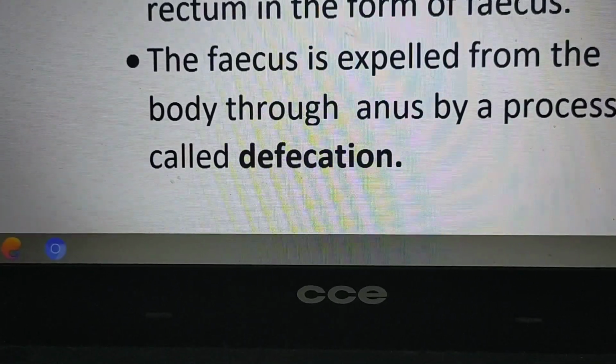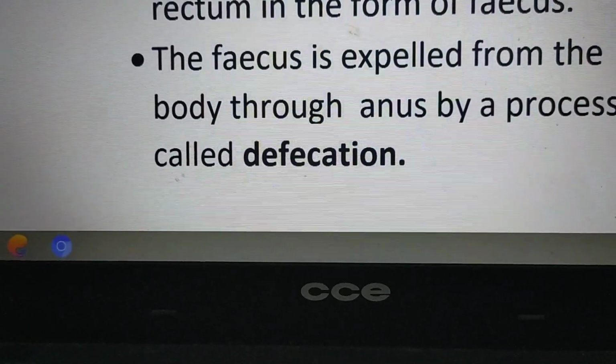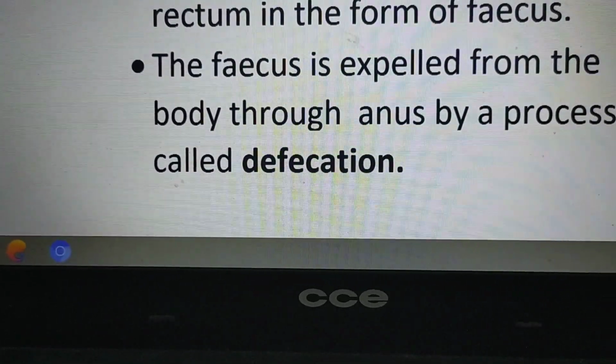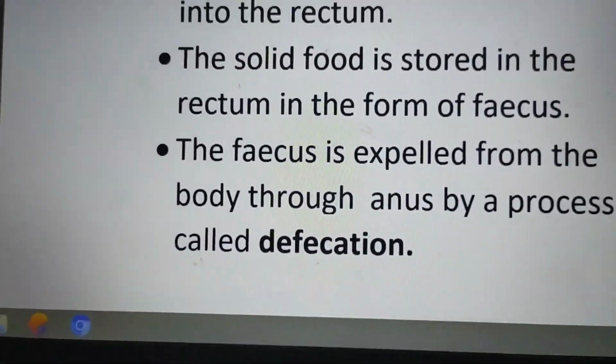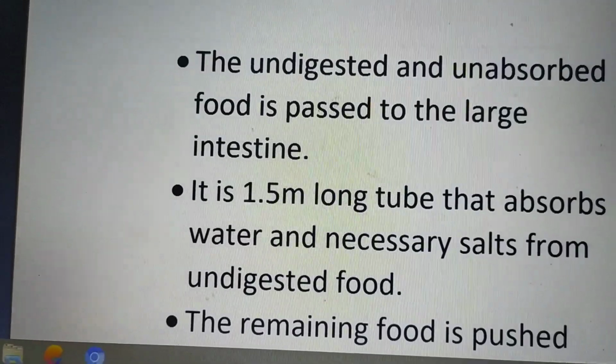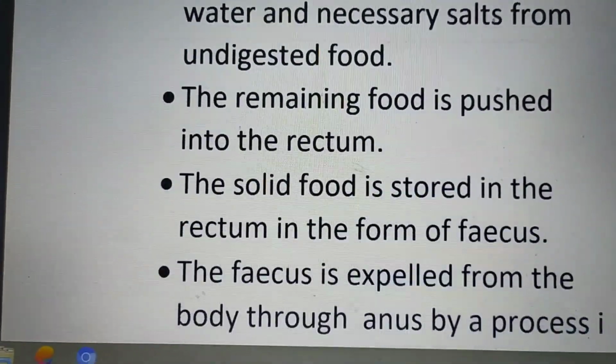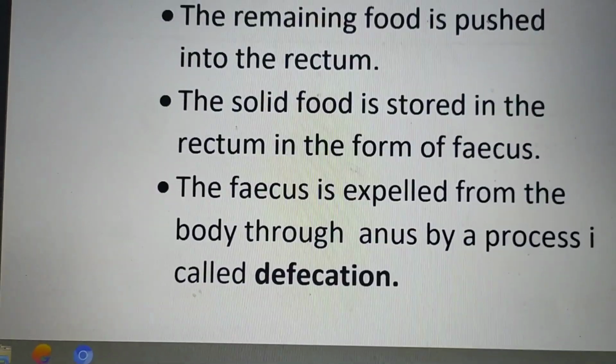So egestion is the last part, how the waste is expelled out, and that expelling is called defecation. So the large intestine helps to remove only the waste of the body. It is 1.5 meter long. No digestion is taking place. So the waste is removed in the form of feces.